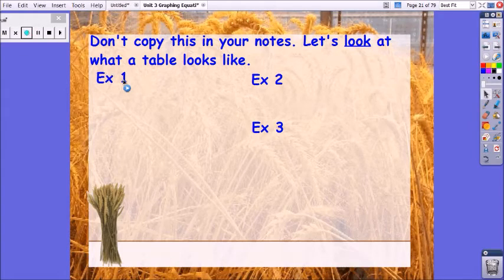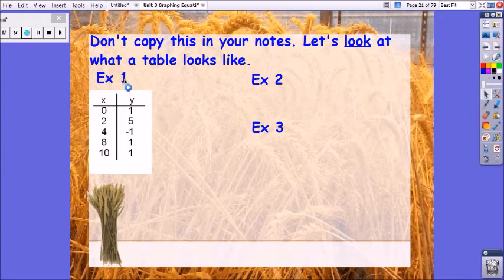So let's look at some examples of a table. Now, I'm not talking about the table you eat your Sunday dinner on. I'm talking about tables in math. The first example is a vertical table. Notice that x is on the left and the y is on the right. Most of the time in your table, your x's will follow a pattern, usually increasing, and then if it's a linear equation, your y will also follow a pattern.